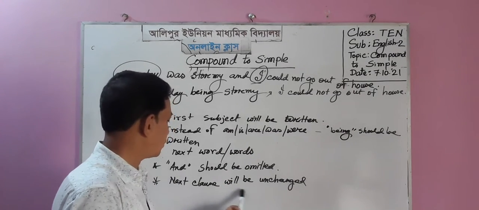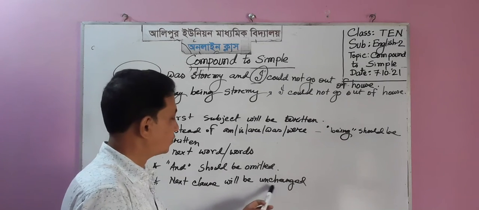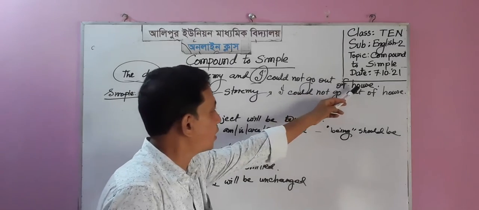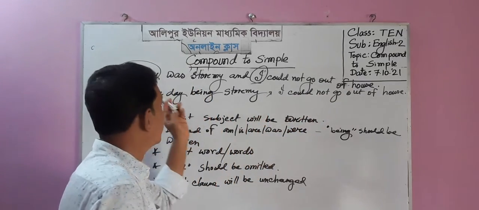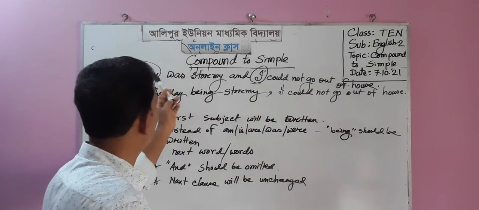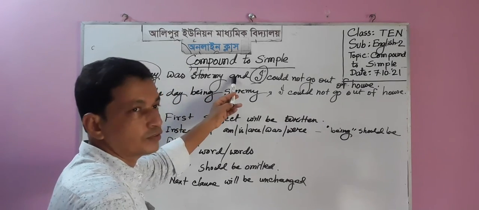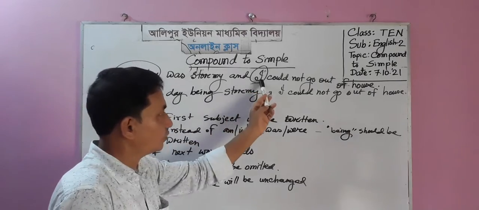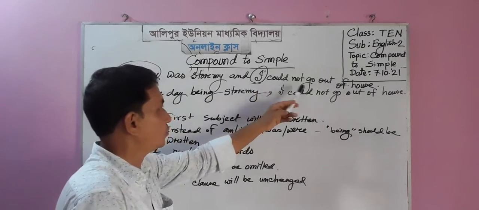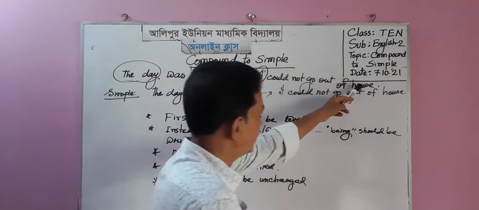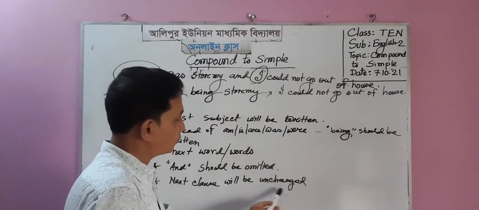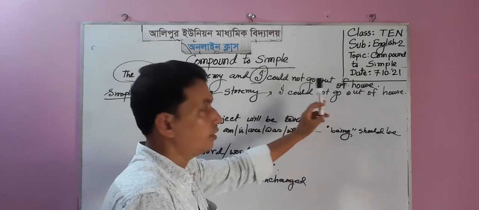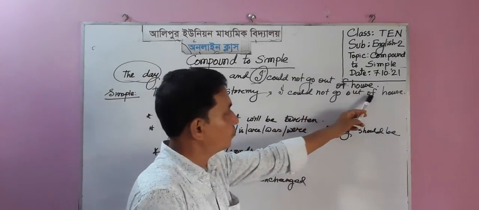And then the next clause will be unchanged. The next clause is I could not go out of house. This is the next clause. The first clause is the day was stormy, and this conjunction connected two clauses. The second clause is I could not go out of house. The next clause will be unchanged. So I have written here the same clause again. I could not go out of house.